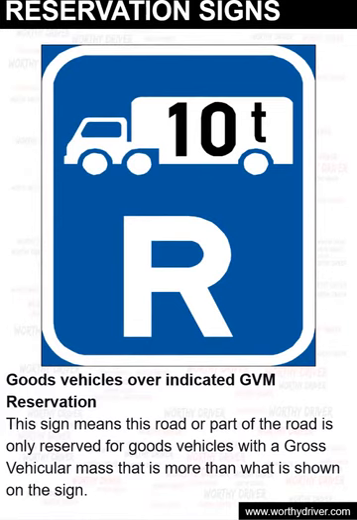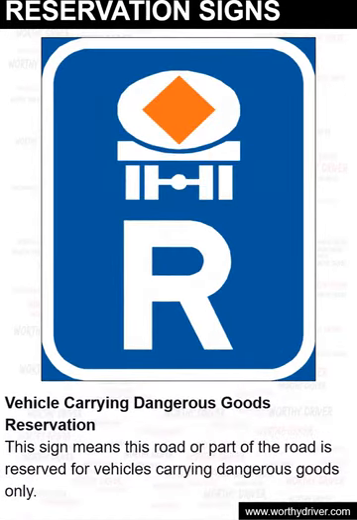Goods vehicles over indicated GVM reservation. This sign means, this road or part of the road is only reserved for goods vehicles with a gross vehicular mass that is more than what is shown on the sign. Vehicles carrying dangerous goods reservation. This sign means, this road or part of the road is reserved for vehicles carrying dangerous goods only.